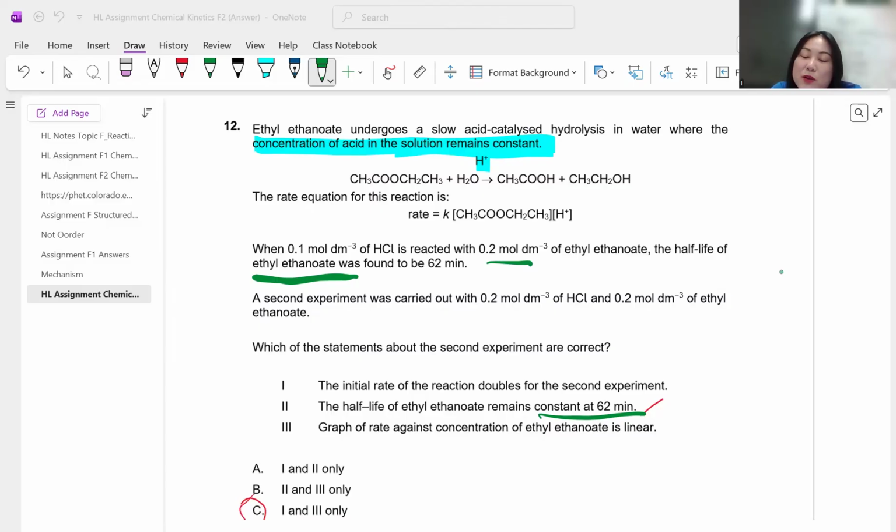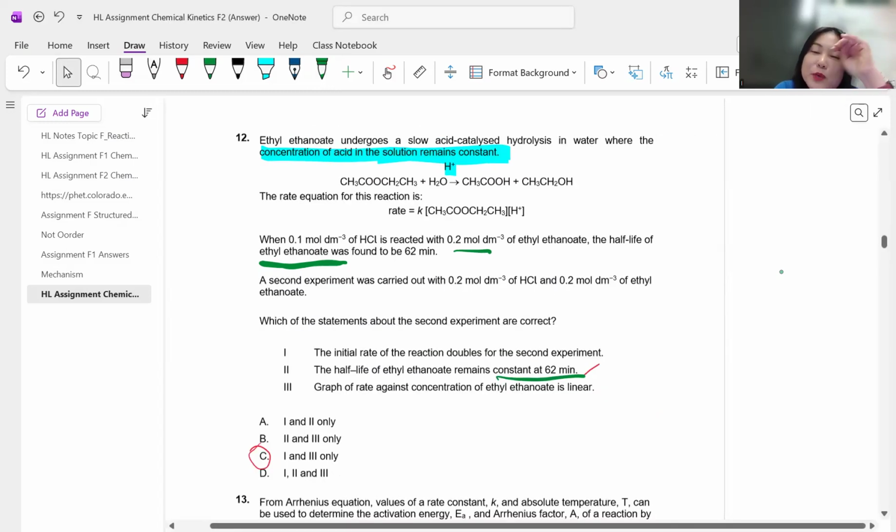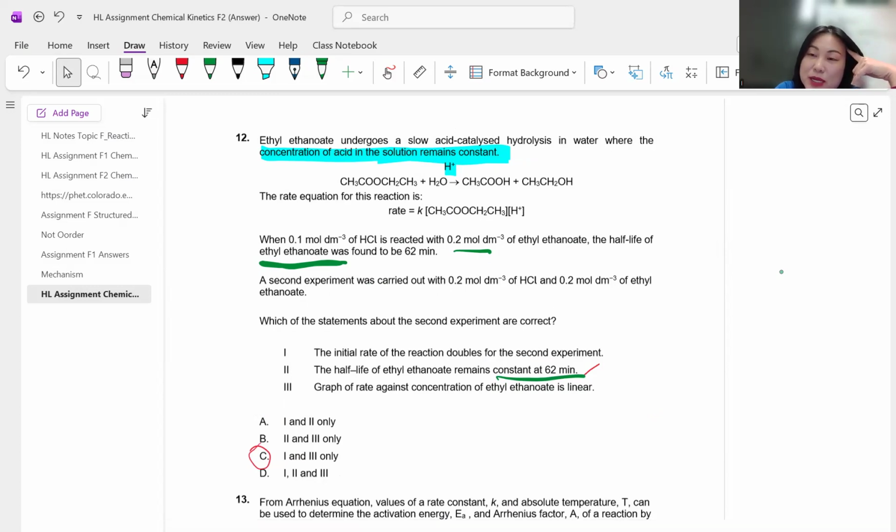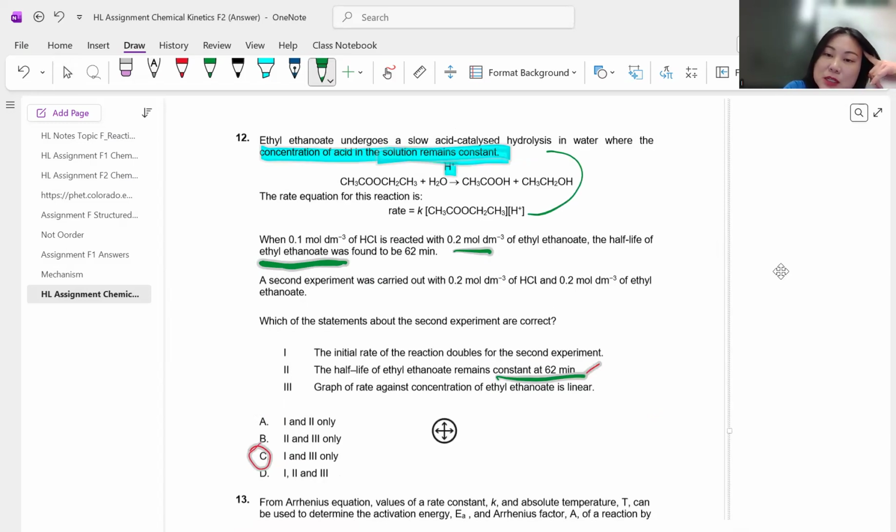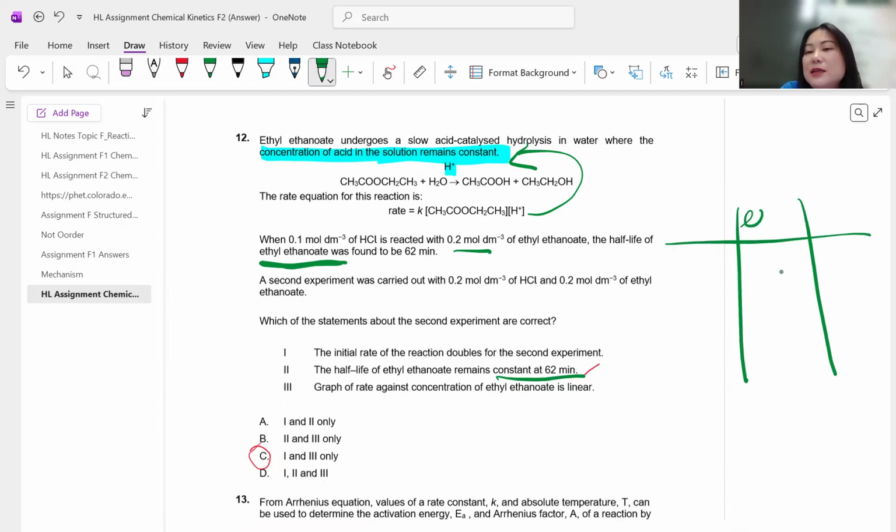Okay, question 12 is a little bit tricky, so please pay attention. For question 12, we can see that the rate equation is first order with respect to the ester and first order with respect to the acid, and the acid is a catalyst. How do you know? Because its concentration was constant, right?